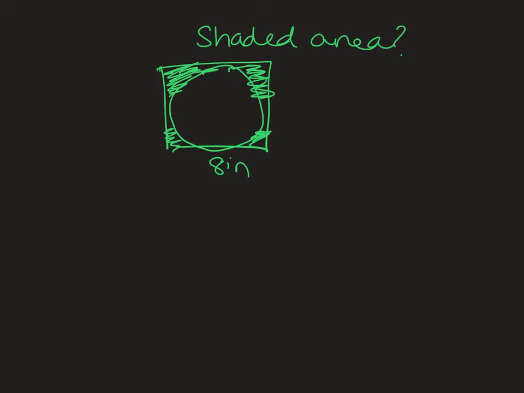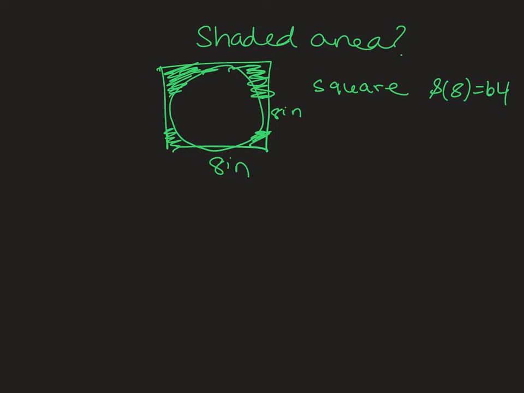All right, so to get the area of the square, that part's fairly simple. We know that a square means all the sides are the same. So if the bottom is 8, that means that the side is also 8 inches. So I just do 8 times 8, which is going to give us 64.